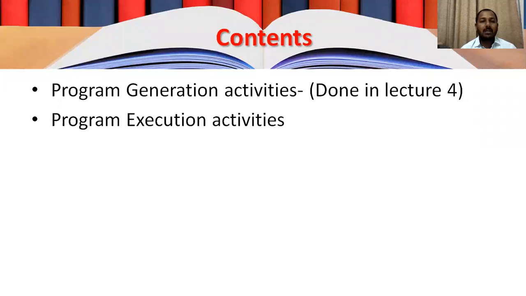So in the previous lecture, lecture number 4, we have seen what is meant by program generation activities. In this, we have seen an example of a program generator, wherein we gave a specification and got a form handling program as an output. So we have seen the automatic program generator, and this program generation activity bridges the semantic gap. In this lecture, we are going to see program execution activities.